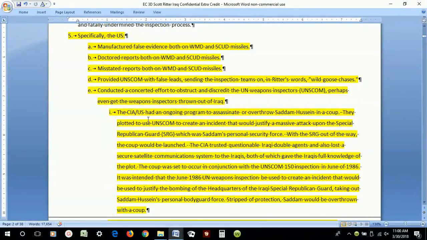For example, the U.S. CIA had an ongoing program to assassinate or overthrow Saddam Hussein in a coup. They plotted to use the UNSCOM inspections to create an incident that would justify a massive attack upon the Special Republican Guard headquarters, which was Saddam's personal security force. With the Special Republican Guard out of the way, the coup would be launched.